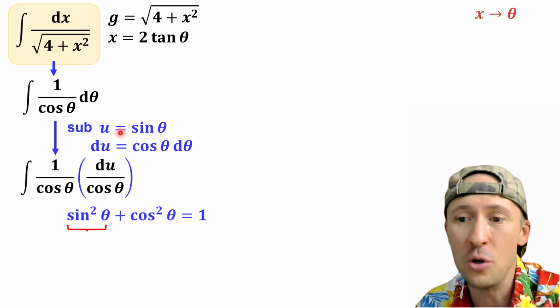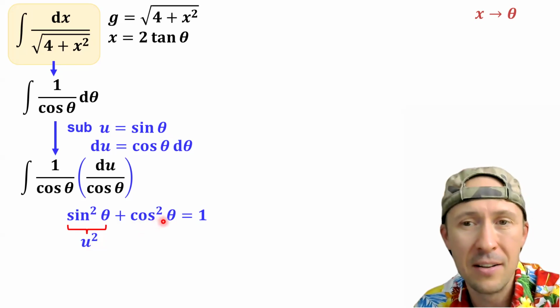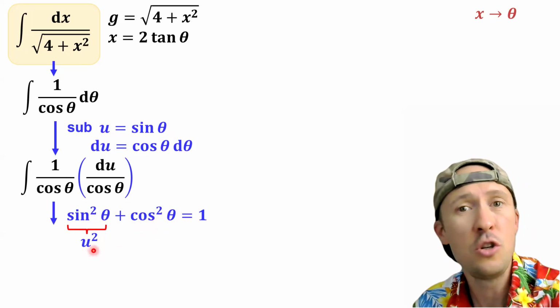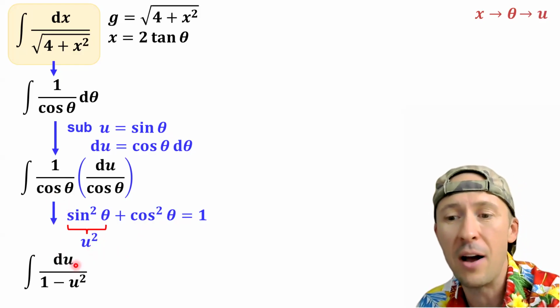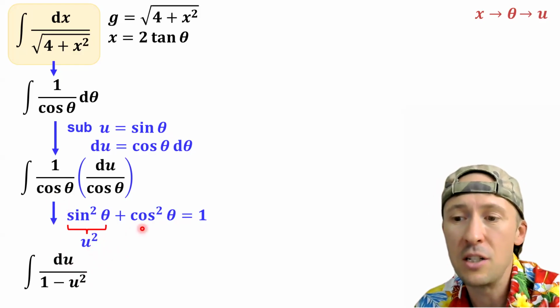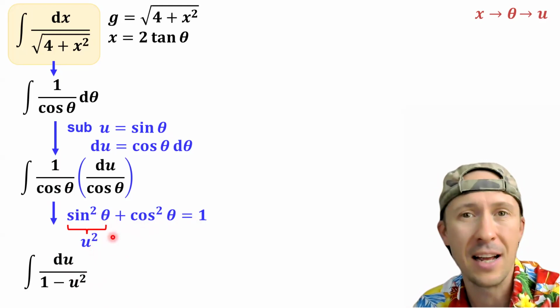But sine is u, right? So sine squared is u squared. So cos squared theta equals 1 minus u squared. You see that? So rather than 1 over cos squared, we now have 1 over 1 minus u squared. This is 1, move this over. Hope you see that. I hope that makes sense.